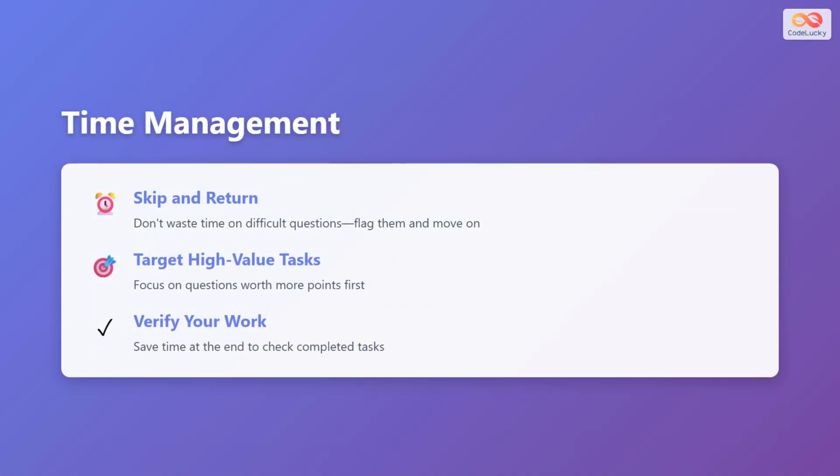Effective time management is one of the most important skills for the CKA exam. If you encounter a difficult question, don't waste precious minutes being stuck. Instead, flag it and move on to easier questions first. This skip-and-return strategy ensures you capture all the points from questions you can answer quickly. Focus on high-value tasks first by targeting questions that are worth more points. Save some time at the end of the exam to go back and verify your completed work, as catching simple mistakes can add valuable points to your final score. Remember, you have only 2 hours, so every minute counts.